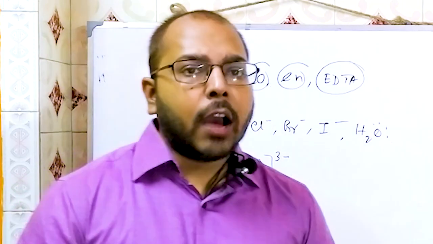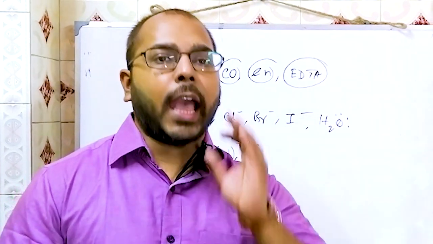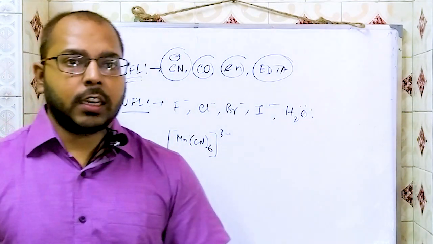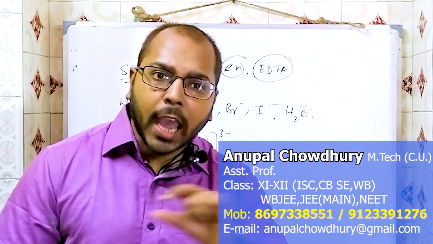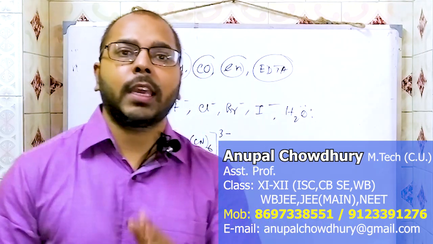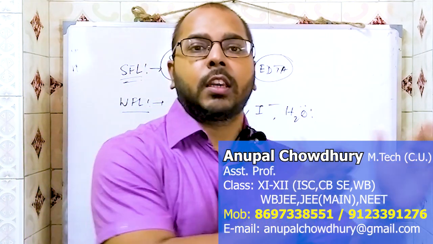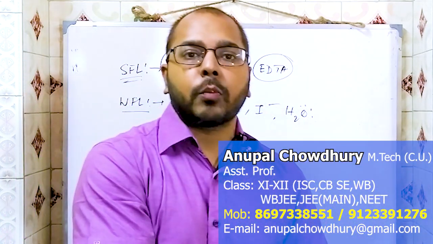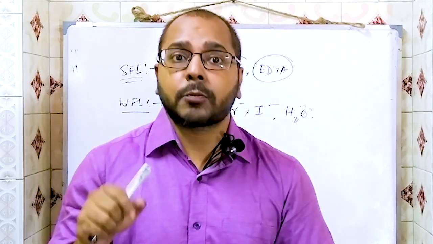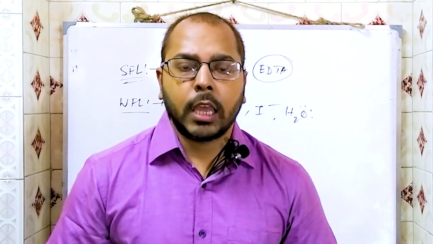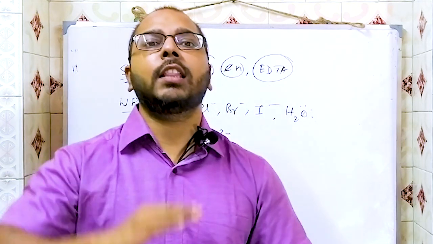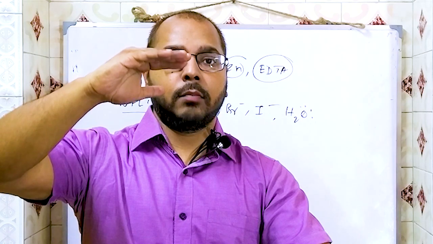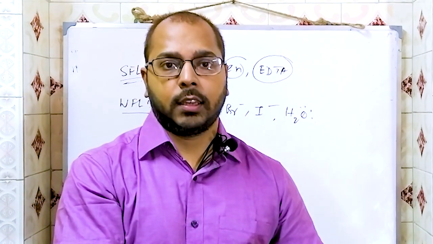Clear? Now, valence bond theory has some disadvantages. It gives us an idea regarding the hybridization, which one will be sp3, which one will be sp3d2, that is an outer orbital complex, d2sp3, that is an inner orbital complex, dsp2, that is a square planar complex, but it does not give the idea regarding the splitting of d orbitals. But CFT gives us that idea.